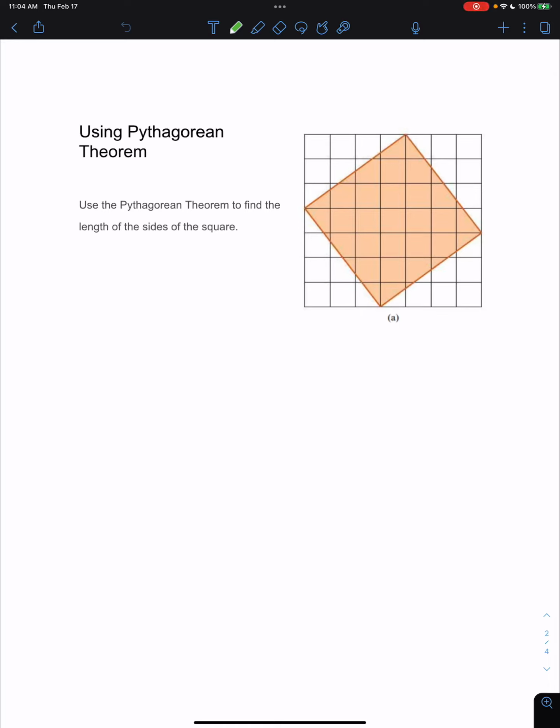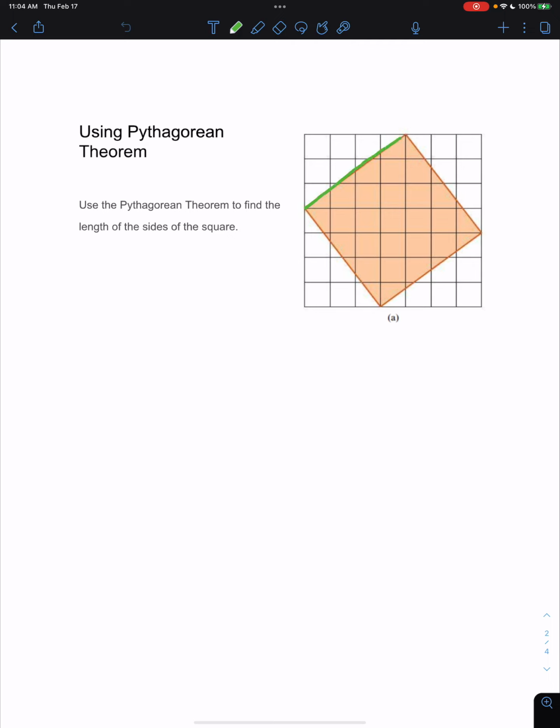Hopefully now that you have seen that the Pythagorean theorem is really true from the last video, now we want to see how we can use the Pythagorean theorem in problem solving. So this first one, we have this square and it's not nicely lined up to the squares on our grid here. So we want to use the Pythagorean theorem to find the length of the sides of this square.